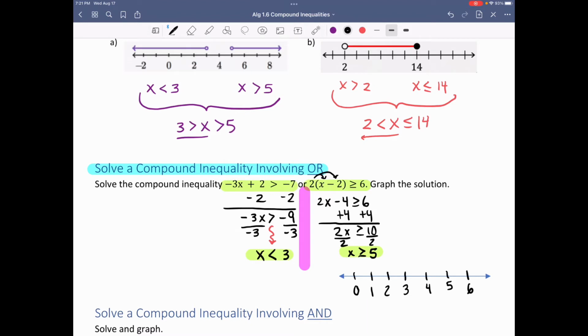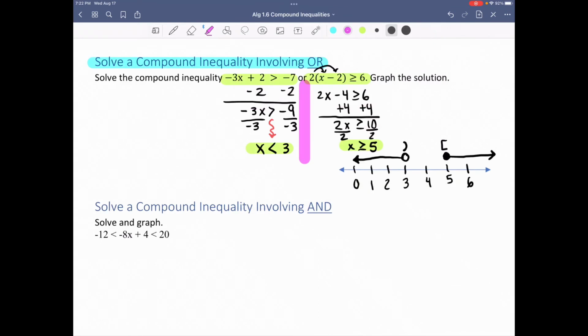All right, we will graph each piece. X is less than 3, so we will use an open dot, and we will go in this direction, less than. And for x is greater than or equal to 5, I'm going to use a closed dot, and I'm going to point it in this direction. Now if you choose, you can use a bracket instead of a closed dot, or you can use a parenthesis instead of an open dot.